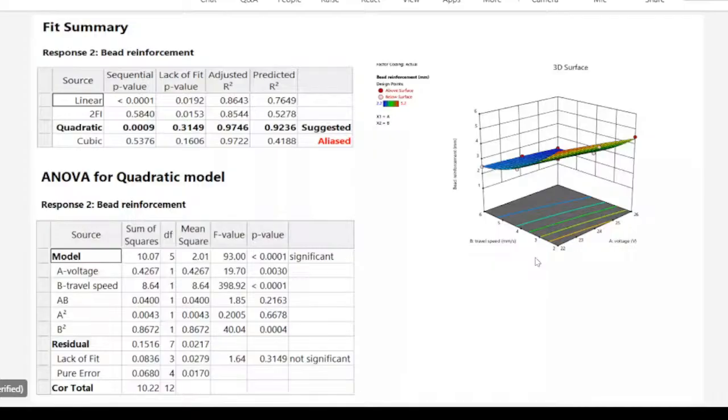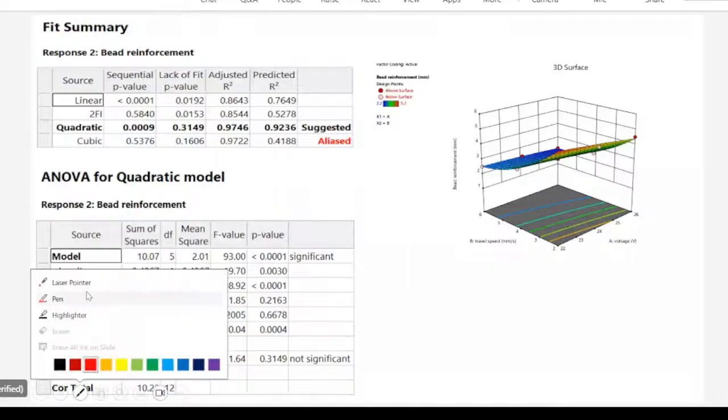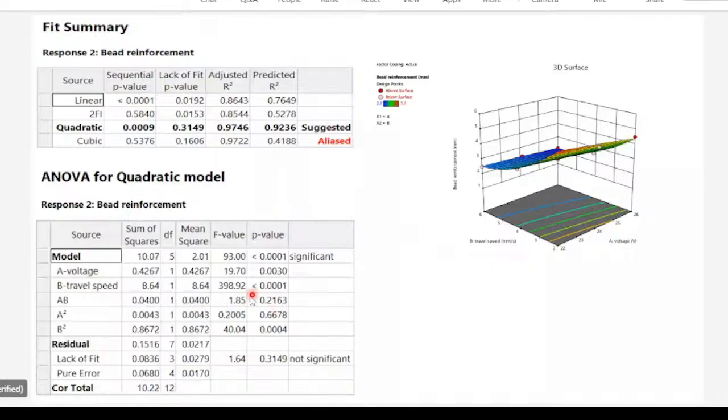Suppose in the bead reinforcement, the AB value is not less than 0.05. So what can we do? We can go to the bead reinforcement column and adjust those readings. If we give just a minute change, these values can be controlled to less than 0.05. So it is not a big problem. We have to sit and make the model significant.